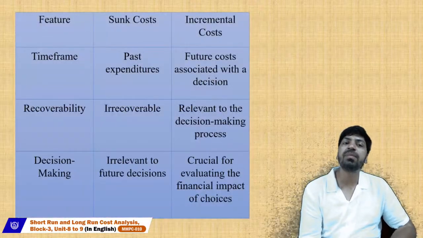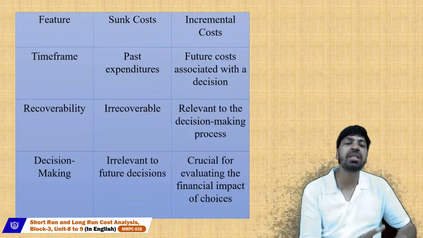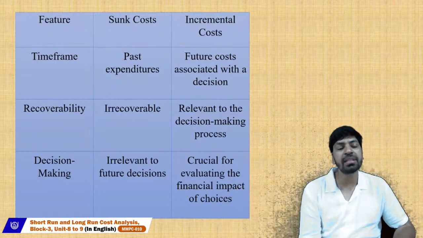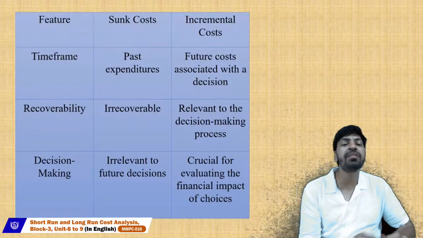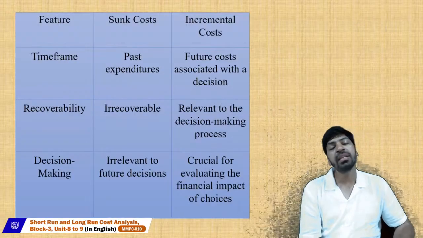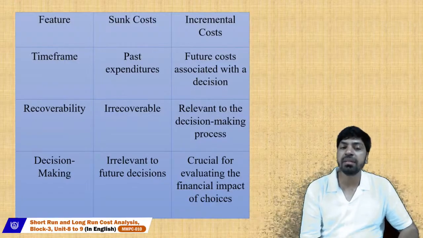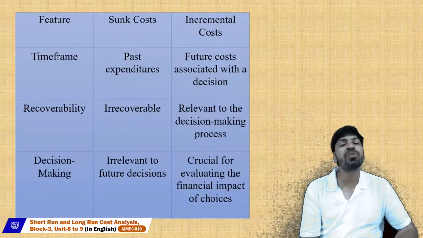So this is the difference between sunk cost and incremental cost. Time frame: sunk cost is the past expenditure, and incremental cost is the future cost associated with the decision. Sunk cost is irrecoverable. Incremental cost is relevant to the decision-making process. In decision making, sunk cost is irrelevant. Incremental costs are relevant.